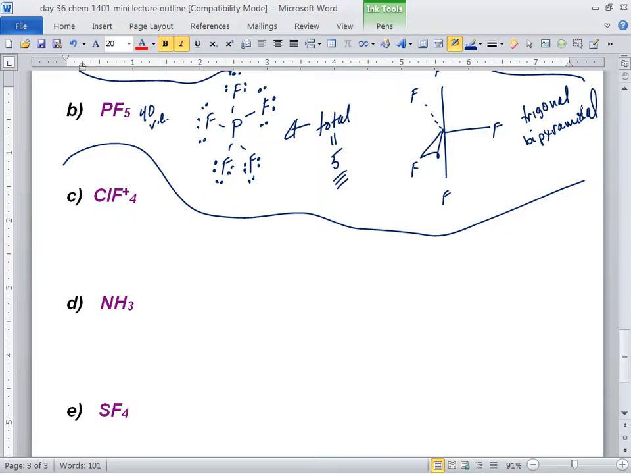So when you put those 2 lone pairs on tetrahedral, you just got to put them next to each other. It doesn't matter where you put them. They just got to be next to each other. Like you can put them both here. So that knocks out that instead of a bent.